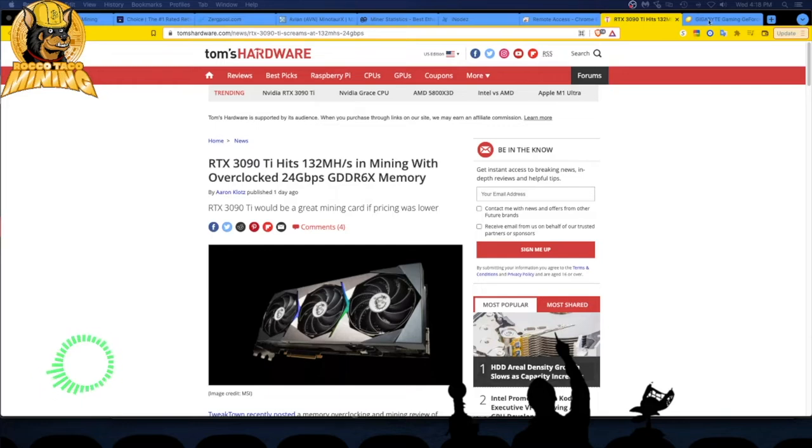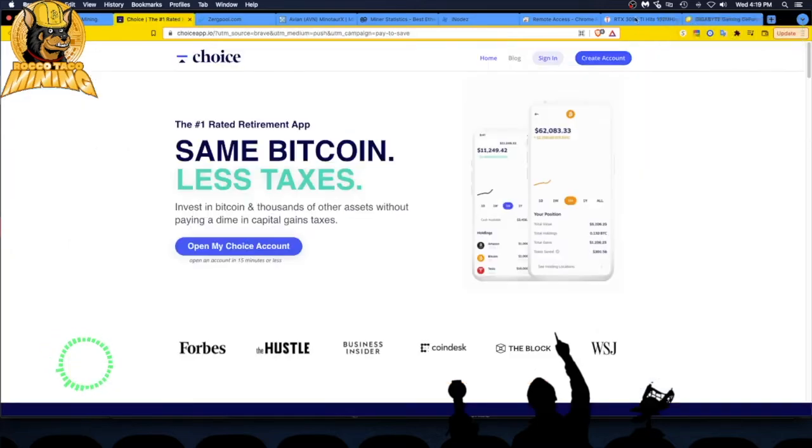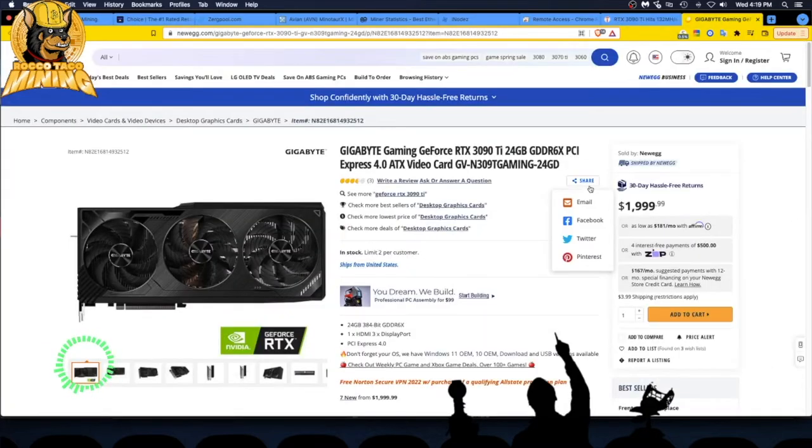So let's go over to Newegg, and they are asking a whopping $1,999.99, $2,000. You can add it to the cart. So this puppy is in stock. There we go. Got all screwed up there. You got stock availability with a high price. You know, stock availability means these things aren't flying off the shelves. Not even for mining and probably not even gaming.